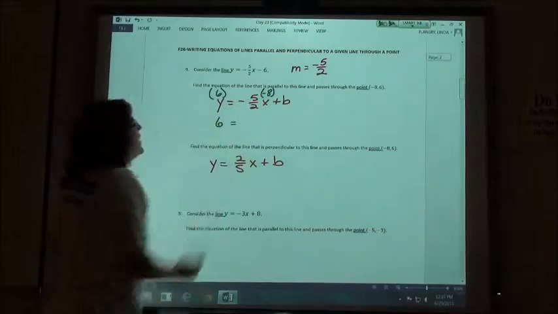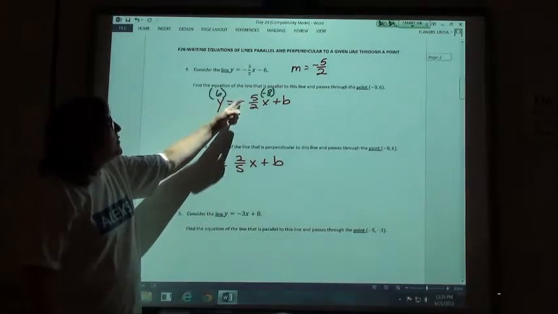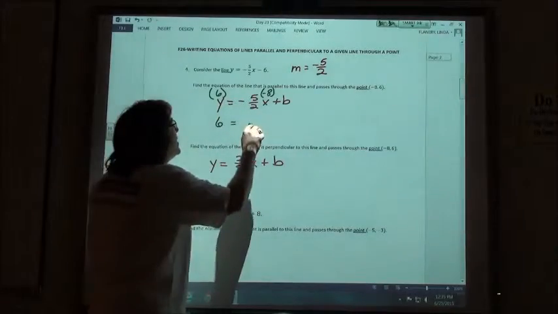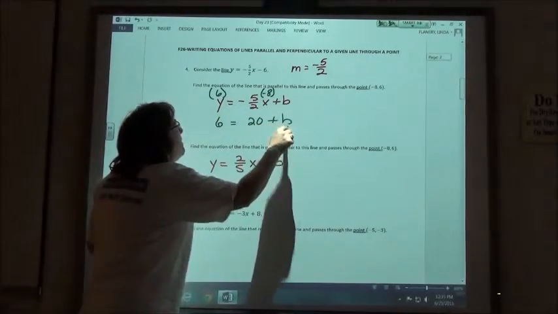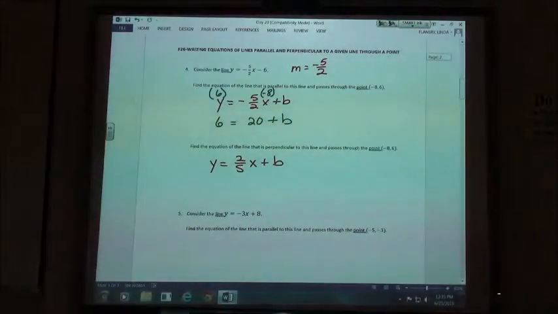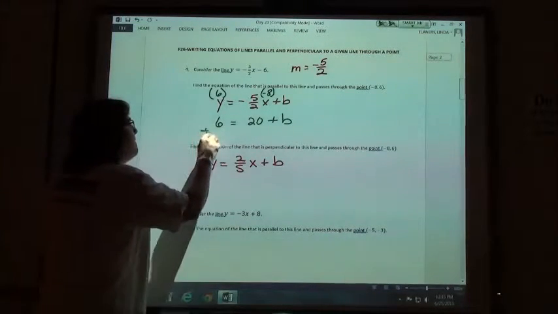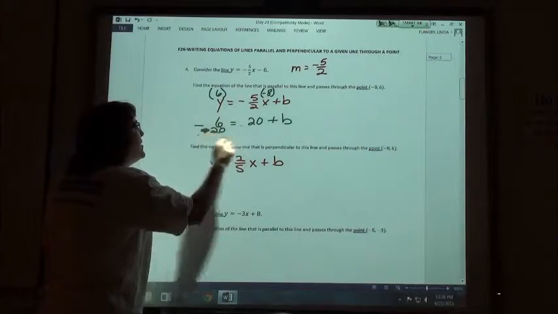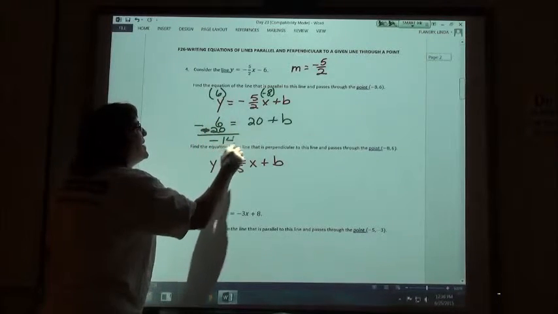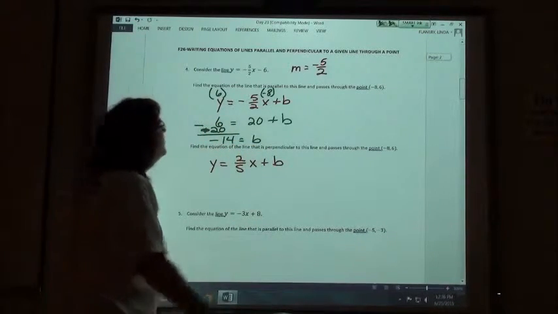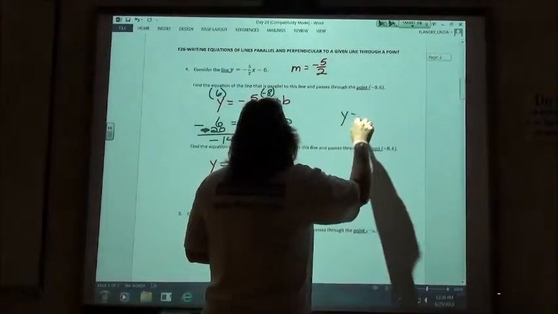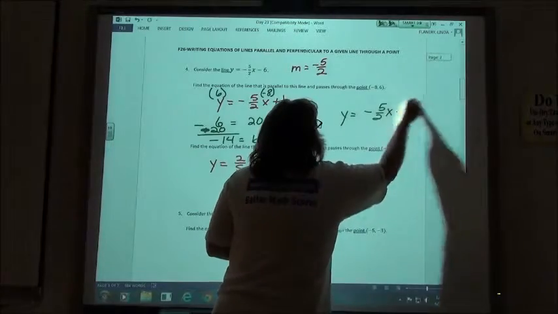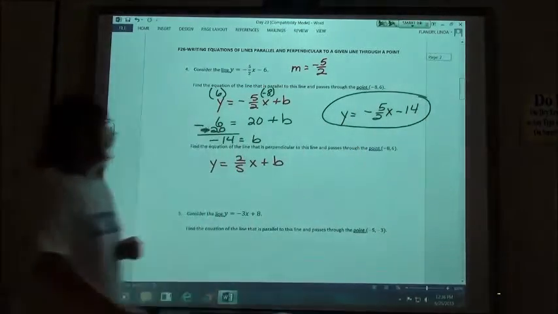So 6 is going to equal, this would be -40/2, or positive 40/2, which would be 20, if I simplify that. Subtracting my 20, I get -14 for my b value. So y is going to equal -5/2 x minus 14 for my parallel line.